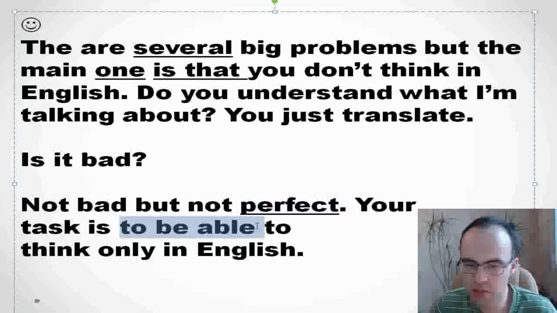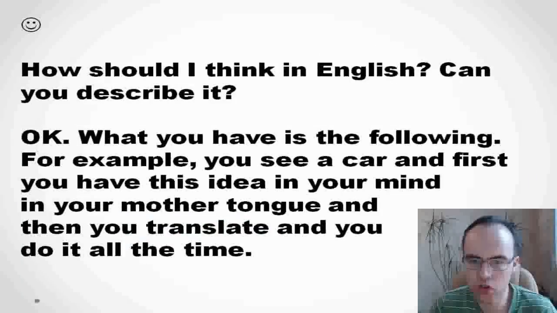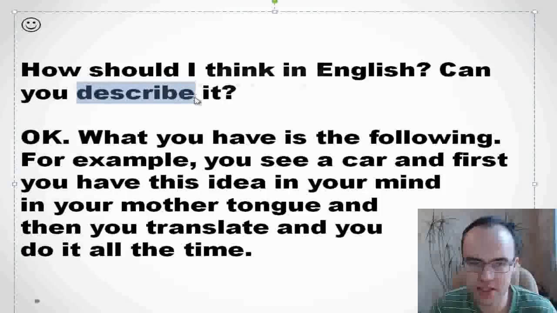So to be able to think, it means that you need to think only in English. You should try to do it only in English, so without your mother tongue. Okay, good. How should I think in English? Can you describe it? It means, actually, how does it happen? Okay.